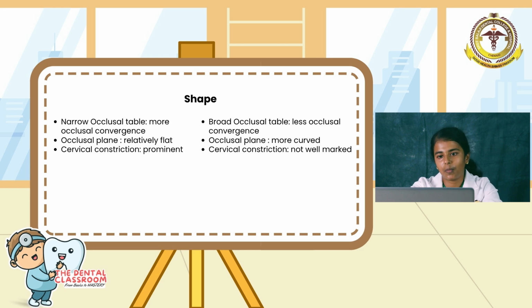But when we see the permanent dentition, the occlusal table will be very broad, because the occlusal convergence on both the buccal and the lingual aspect will be very minimal when compared to the primary dentition.